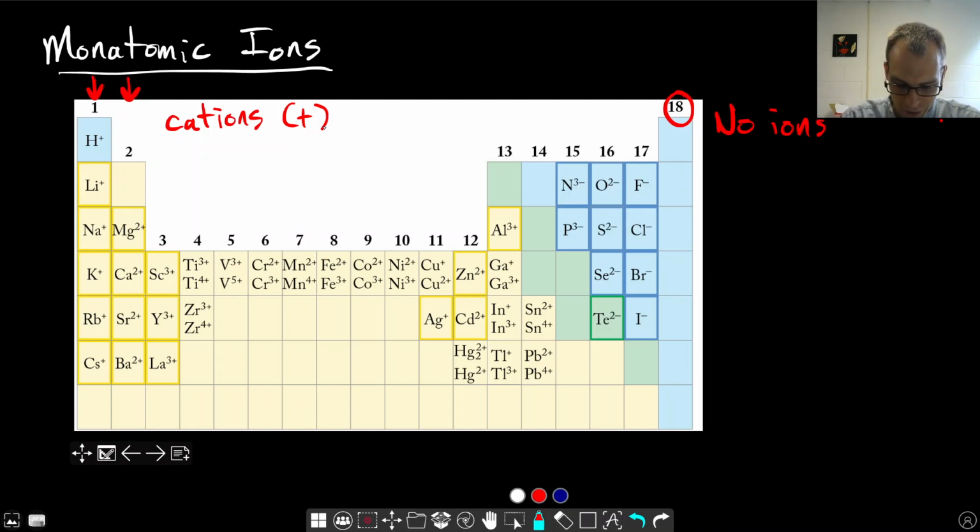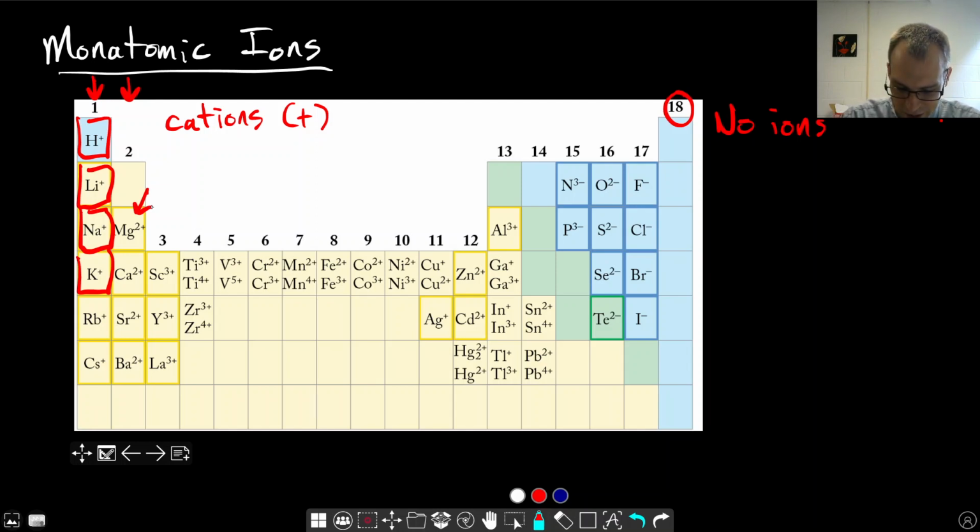So all of our elements in the first column of the periodic table form +1 ions. We can see that here with H+, lithium+, sodium+, potassium+, etc. As we go to group 2, they will form +2 ions. You notice we skip beryllium. Beryllium doesn't form ions very well, so we can ignore that one, but that's not a big deal. Just remember that things in the second column will form +2 ions.